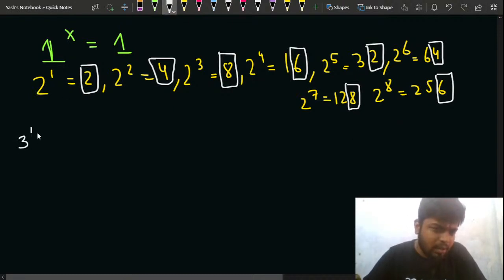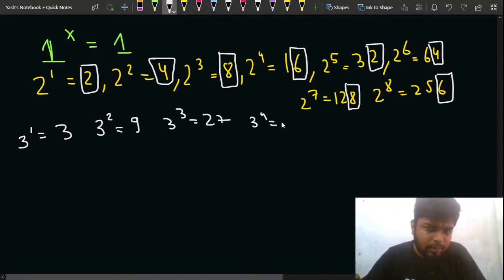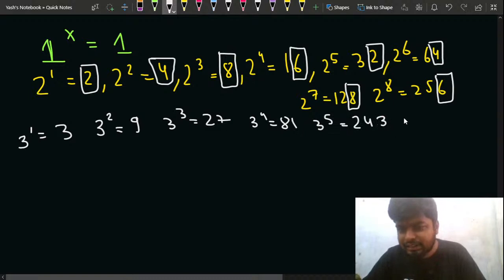3 to the power 1 gives me 3. 3 to the power 2 gives me 9. 3 to the power 3 gives me 27. 3 to the power 4 gives me 81. 3 to the power 5 gives me 243.